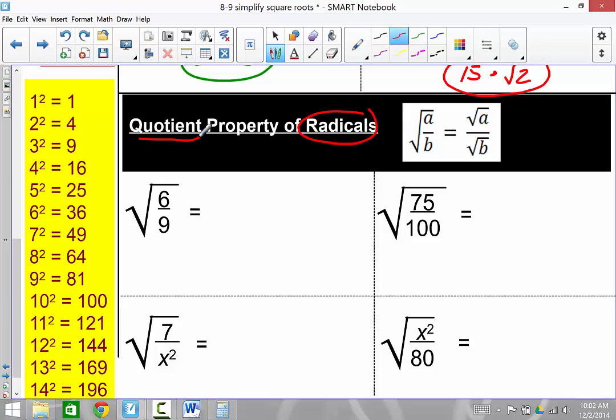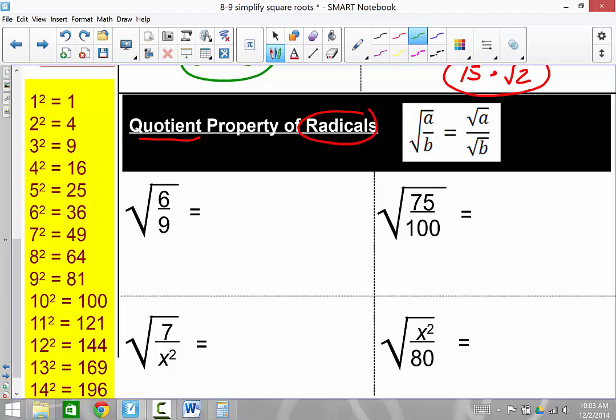This property says I can take the square root of a fraction, so square root of a over b, and just break it up into 2 separate square roots. Okay? So I have the square root of a on top in the fraction bar and the square root of b as the denominator. So you're just going to keep it as a fraction, but they just get broken up into 2 separate square roots.